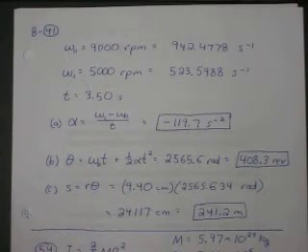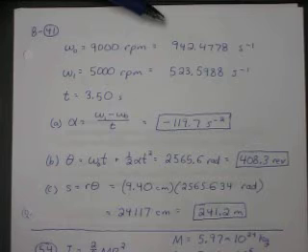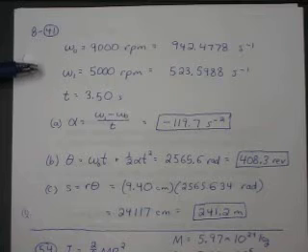Question number 41. 9,000 RPM slows down to 5,000 RPM with a constant acceleration over 3.5 seconds. So first we need to convert those to radians per second. And I've already shown how to do that conversion. So here's what they are. Omega naught is about 942 radians per second. Omega 1 becomes about 523.6 radians per second.